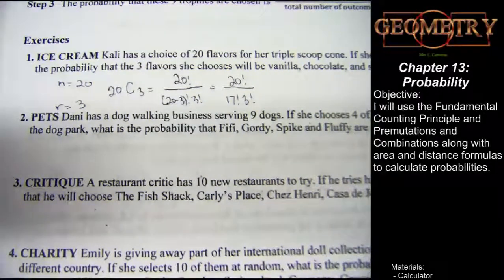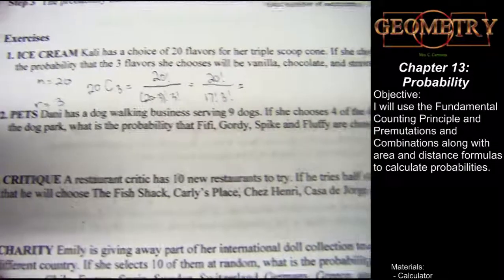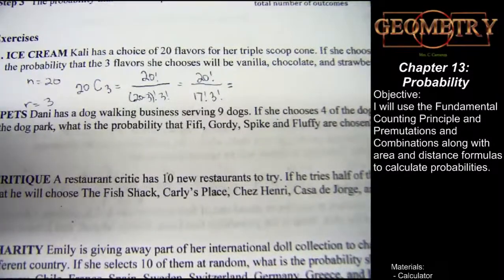Please, please, please don't put your factorials together like 17 plus 3 is 20 factorial. It'll break things. And don't multiply them together either. Don't do 17 times 3 factorial. This is 17 factorial times 3 factorial. Okay? So run them separate. Put them in your calculator and tell me how many different possibilities does she have if she just randomly picks 3?